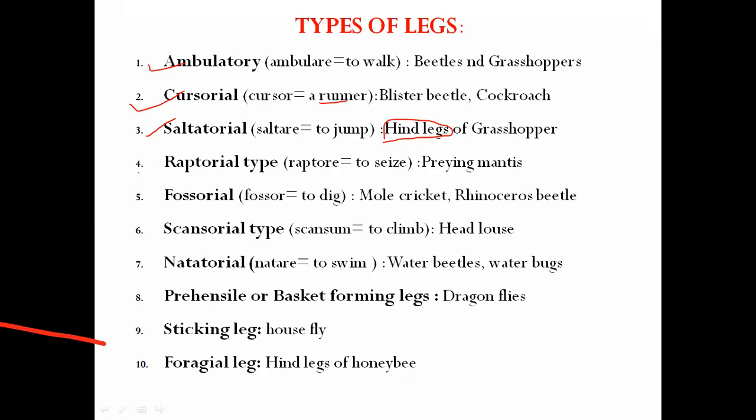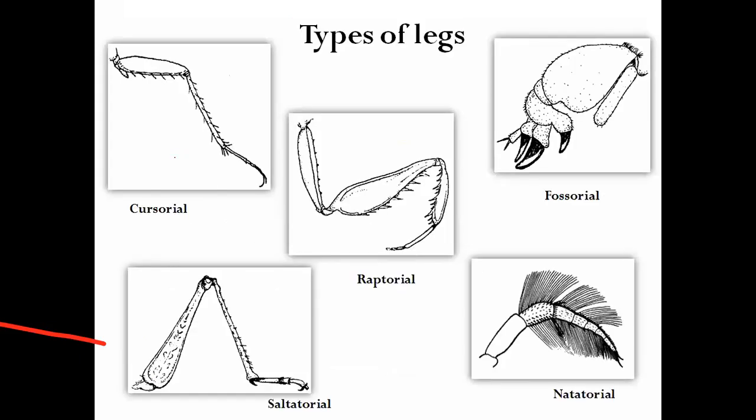Now raptorial type of legs. Raptorial means what? To seize, to grasp. Okay, to seize, or you can say the grasping legs. Okay, so that is the praying mantis. Here the raptorial type of legs, you can see easily, these legs. Okay, so we can easily identify. What is meant by raptorial here? This is called a raptorial. So why is it called grasping and why is it called seizing?